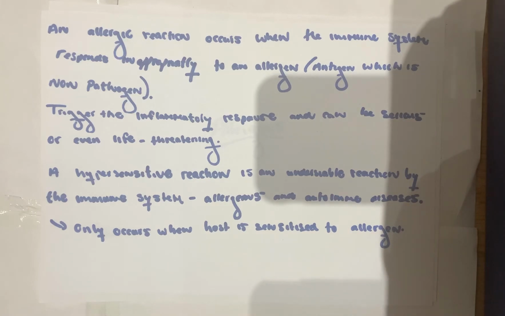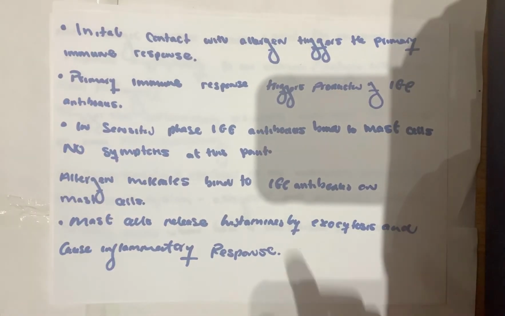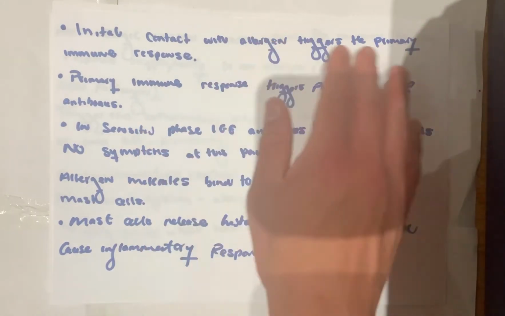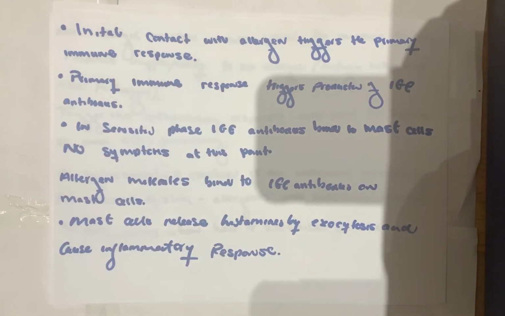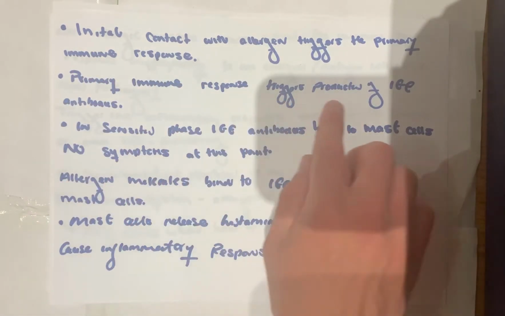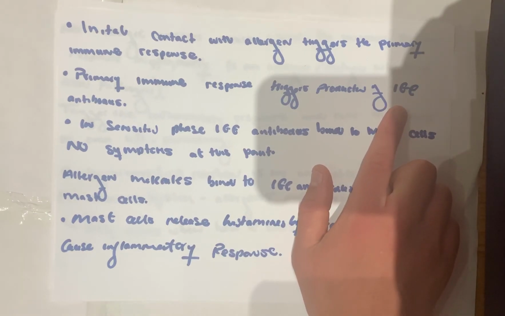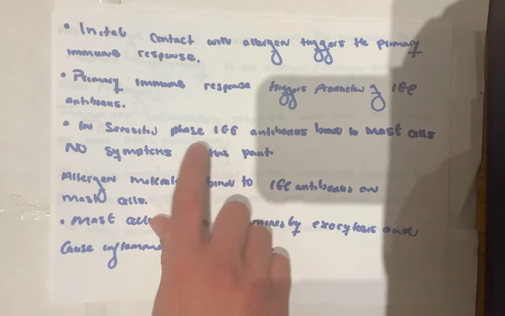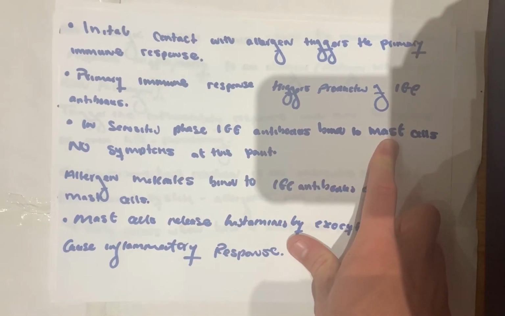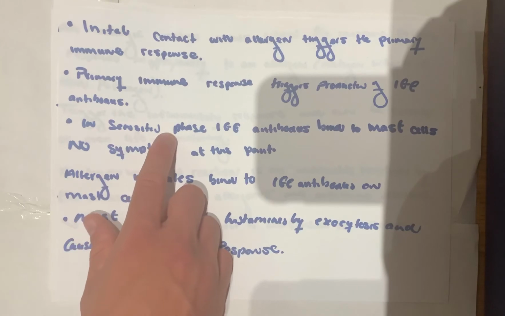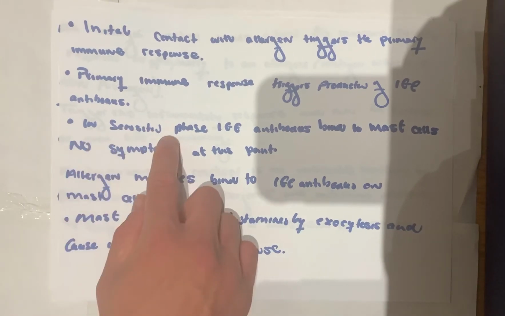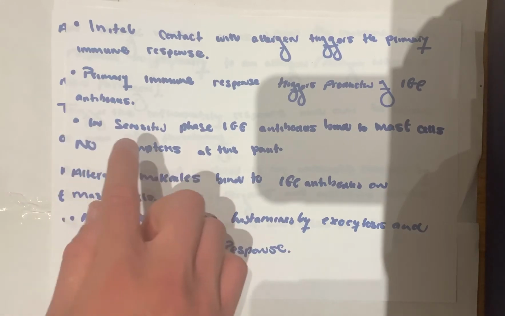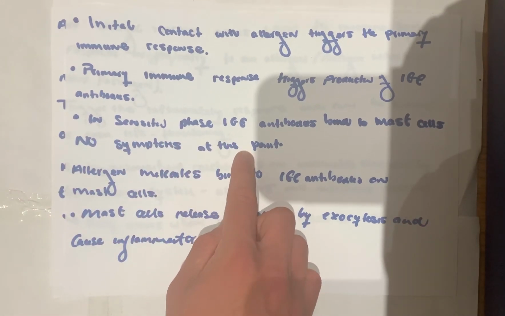So we're now going to look at the process of sensitization and what happens when the immune system comes into contact with an allergen. First of all, we have the initial contact with the allergen, so this could be the dust or the pollen, and this triggers what's known as the primary immune response. The primary immune response triggers the production of IgE antibodies. The IgE antibodies then bind to mast cells in what's known as the sensitization phase. And please remember, in the sensitization phase, no symptoms develop at this point.